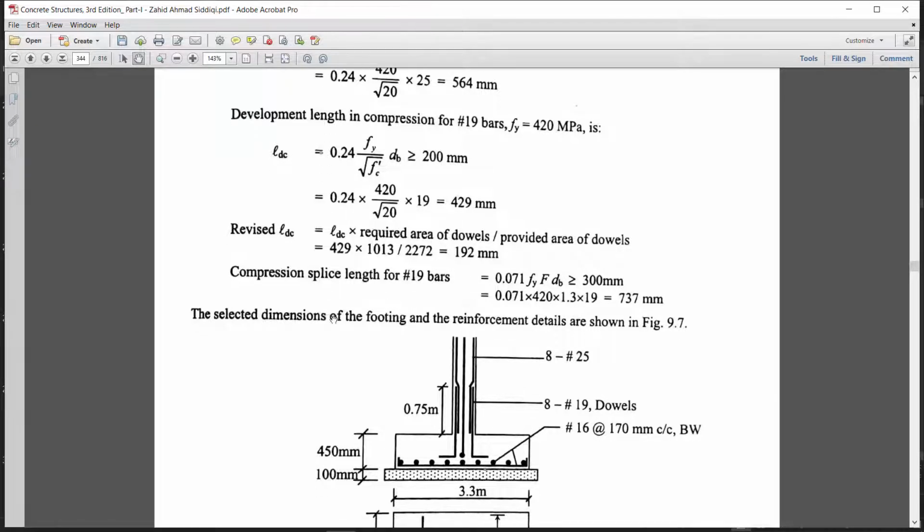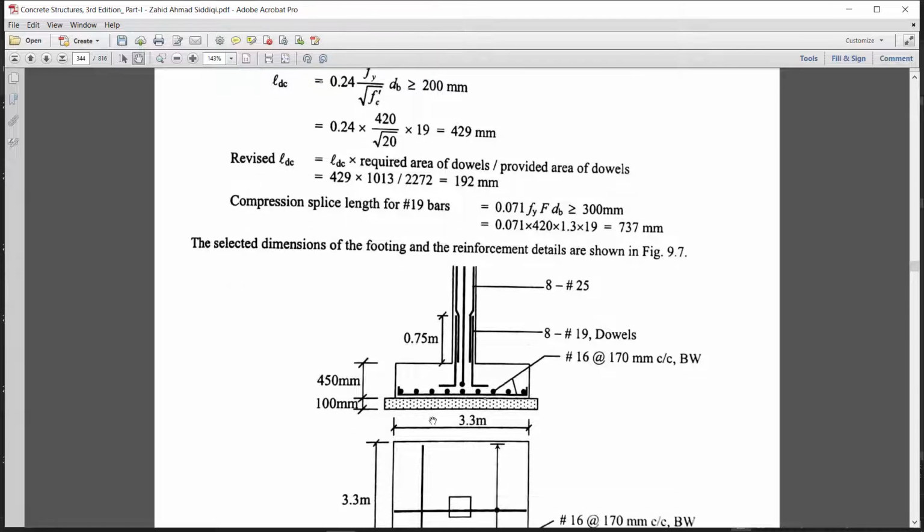So here again is the compression splice, where these 2 bars will be spliced. The compression splice length for number 19, the formula is 0.071 fy, where fy is the grade of steel, times db, greater than or equal to 300 millimeter. That is the development length formula in different parameters. Here you will get the value 737 millimeter, so you can approximate to 0.75 meter.